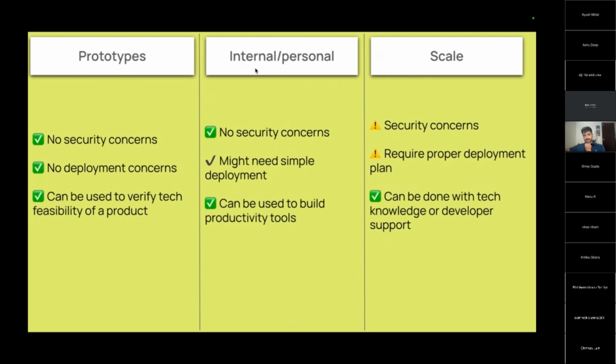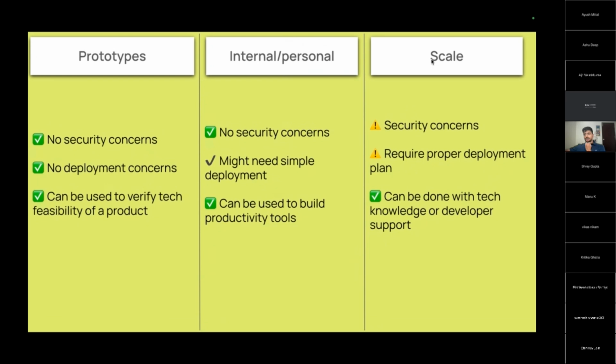Then you can also build internal tools or personal tools using vibe coding. Again, you don't have security concerns because it's for your own purpose. You are building something, or an internal tool inside the company. This might need simple deployment, but again, you don't need a developer to help you in this. And it can be used to build productivity tools and all that.